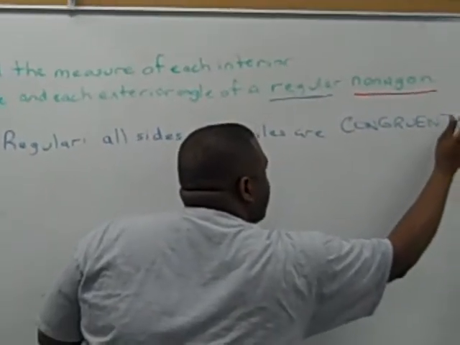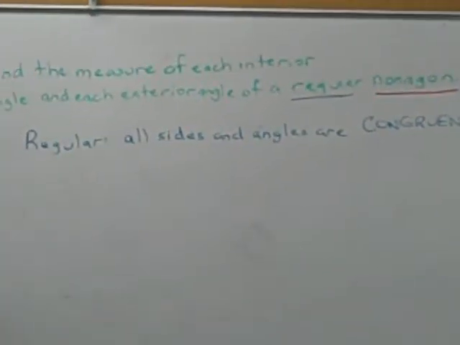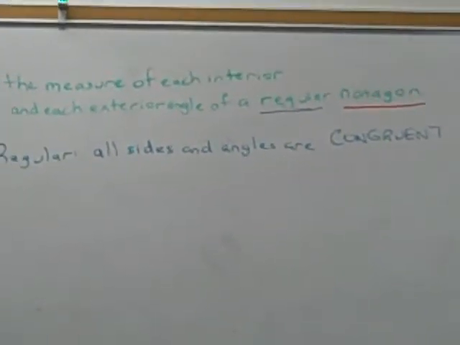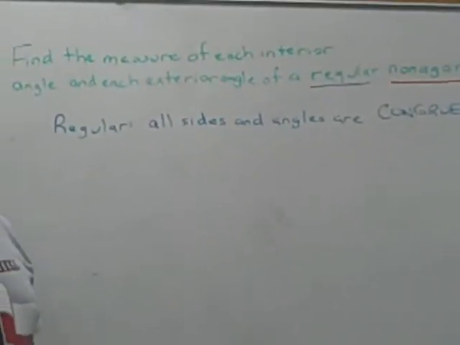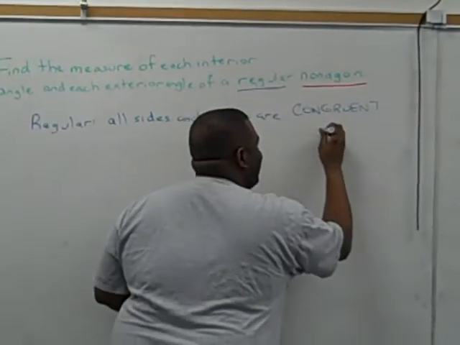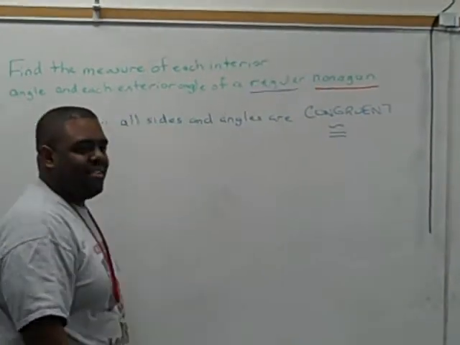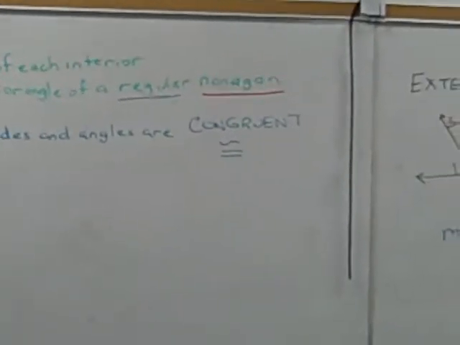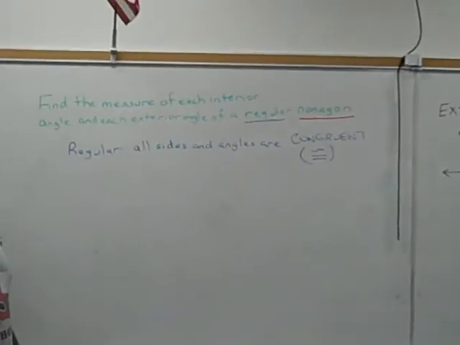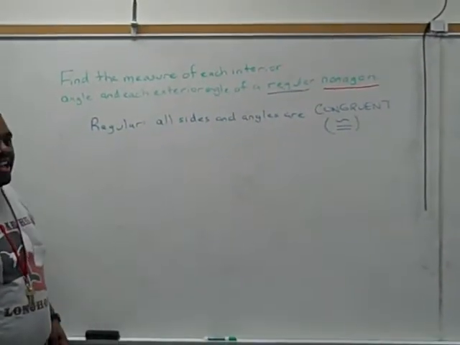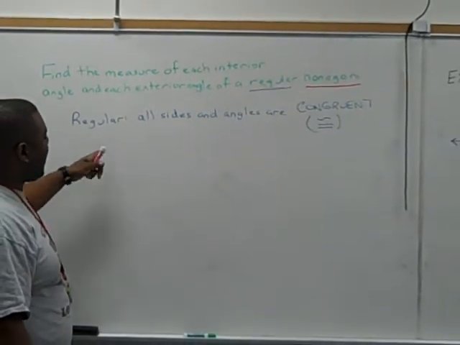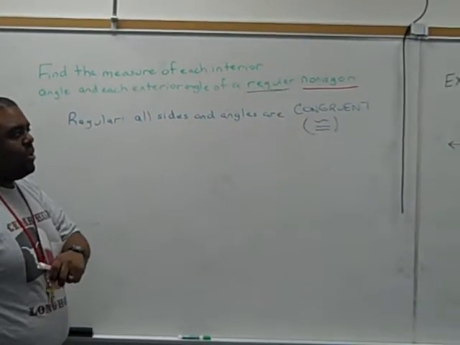congruent. By the way, does anybody remember the name of, or the symbol that we use for congruent? That's right. Very good. We've been using that a lot. That means congruent. Now, you just have to remember what nonagon means. Well, nonagon is a nine-sided figure. So, that means that we're dealing with a regular nine-sided figure.